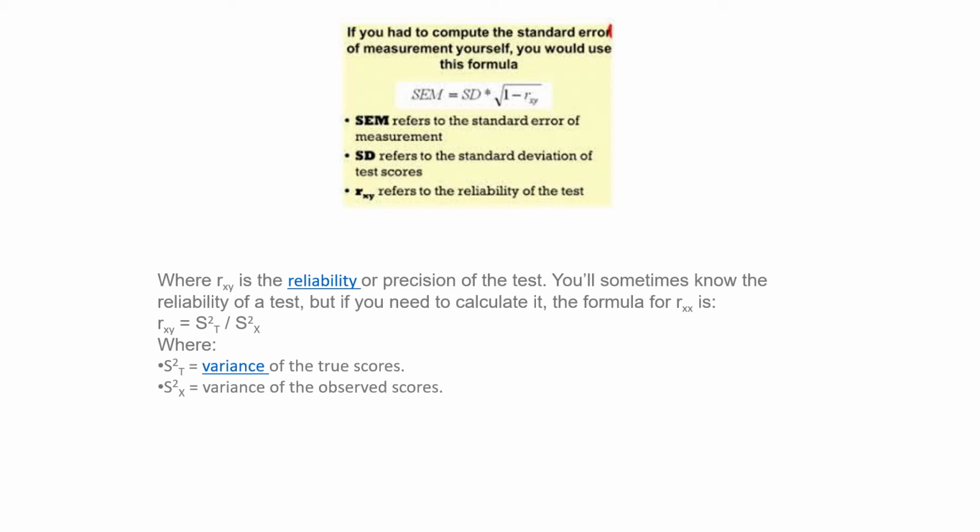One more thing you have to know about its relationship with reliability is that the SEM can be thought of as an index of consistency that is inversely related to reliability. That means if the SEM is high, then reliability will be low, and vice versa. So if reliability is high, the SEM will be small.